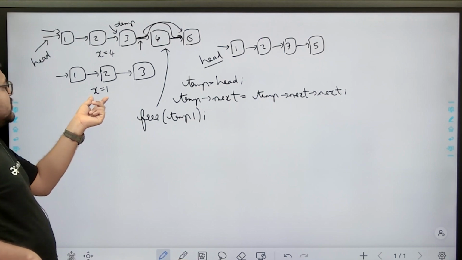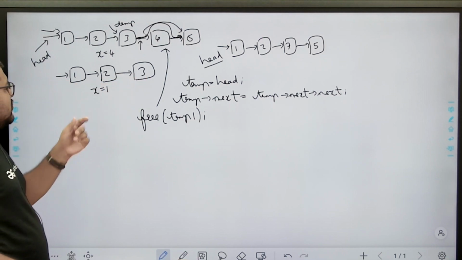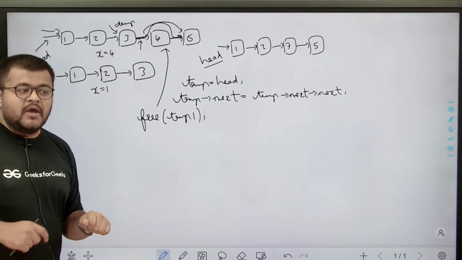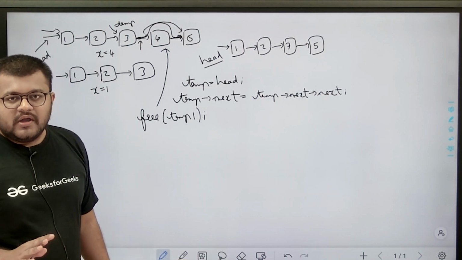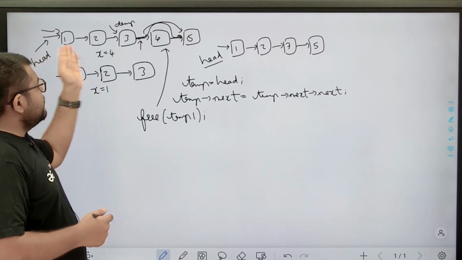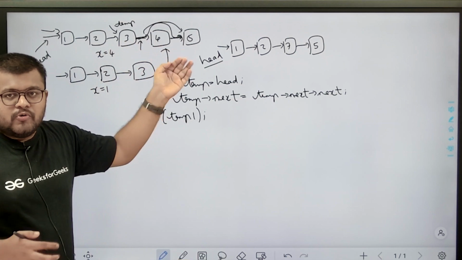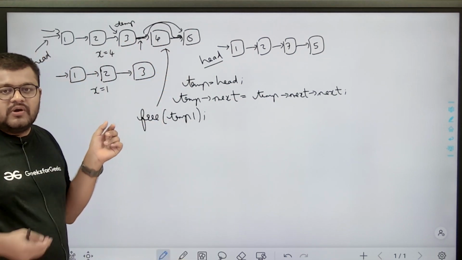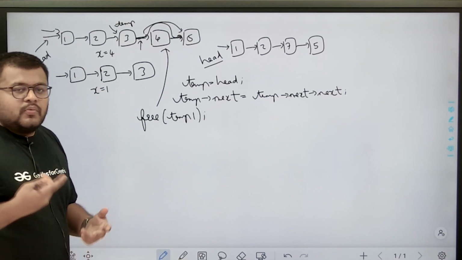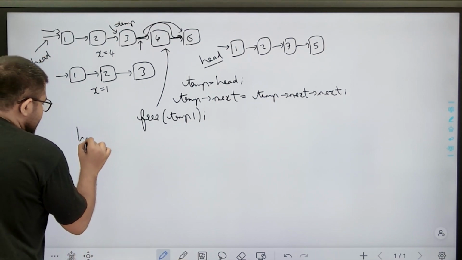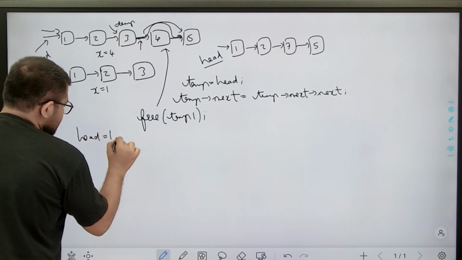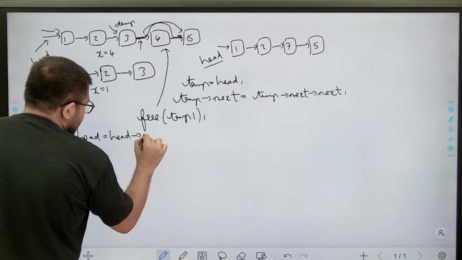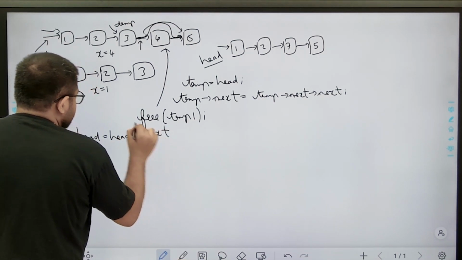If I want to delete the first node, suppose my linked list is 1, 2 and 3, and x is equal to 1. Now here, if I want to delete the 4th node, I was traversing till the 3rd node, but here we want to delete the first node only, so there is no node before it. So what we can simply do is say head is equal to head next in this case.